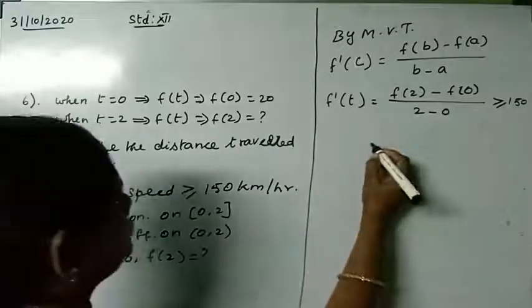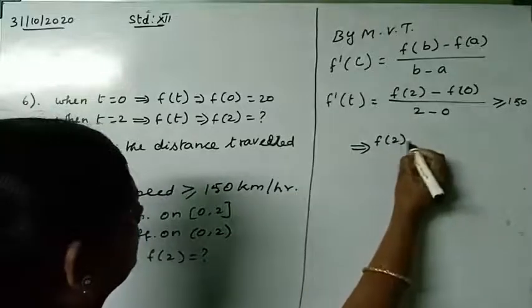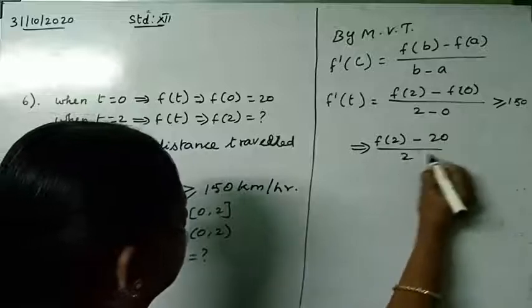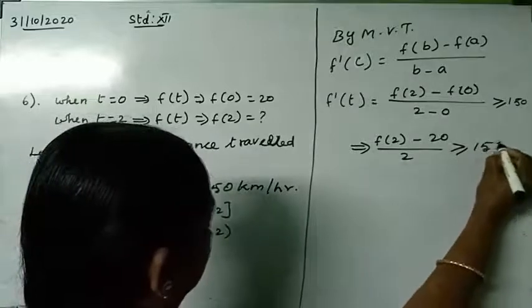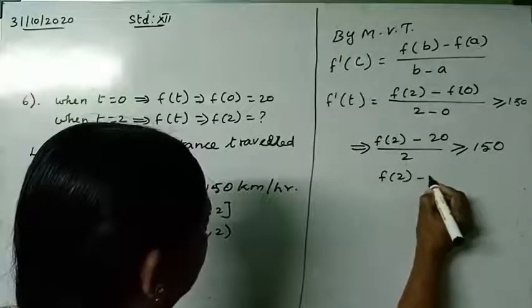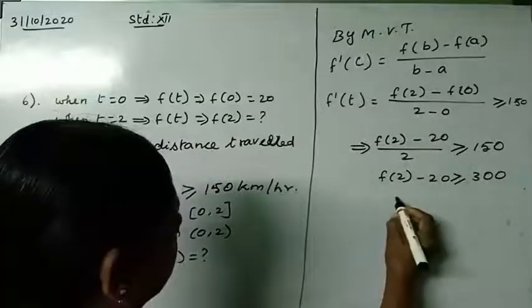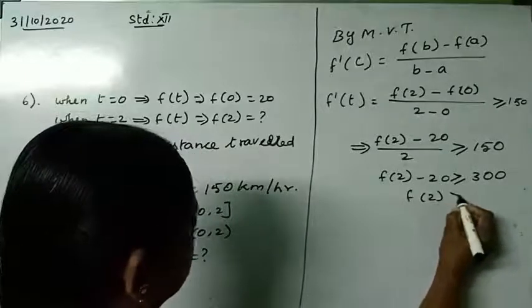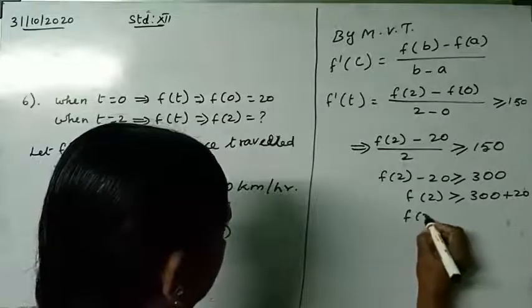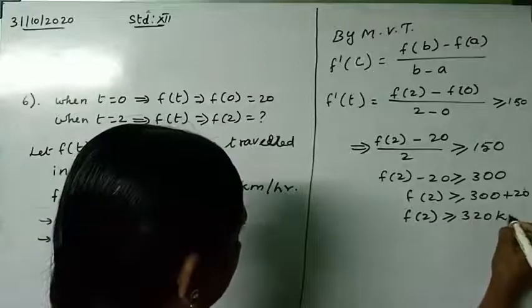So f of 2 minus f of 0, which is 20, divided by 2, is less than or equal to 150. Now bring this to this side. So it becomes f of 2 minus 20 less than or equal to 300. So f of 2 is less than or equal to 300 plus 20. So f of 2 is less than or equal to 320 km.